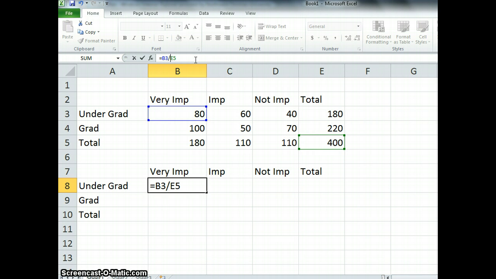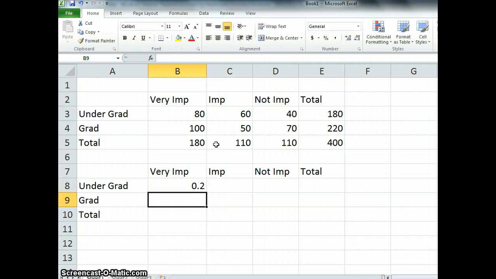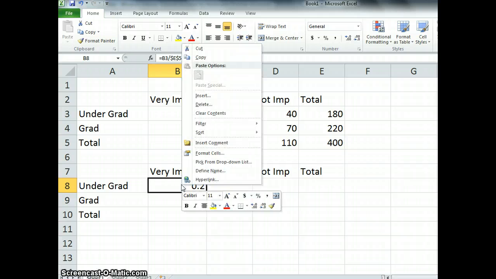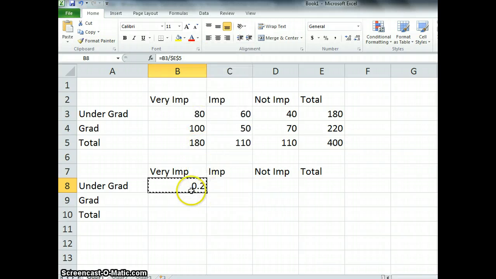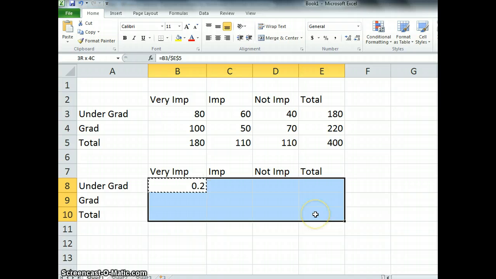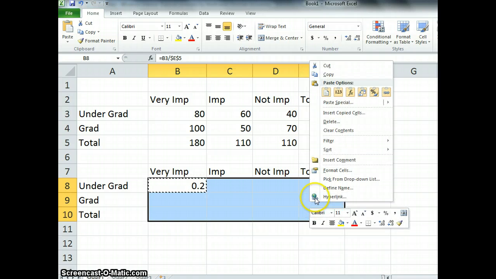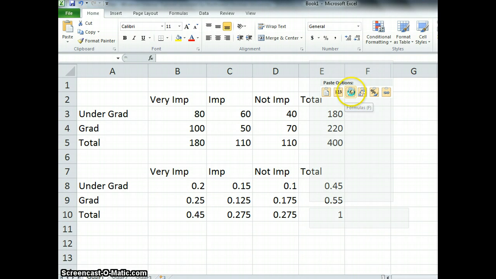And because I'm going to copy this formula over, but I always want to divide by that same cell, again, I'm putting in the dollar sign so that E5 is held constant, but the cell in the numerator can change. So now that's my formula there. So that 0.2, that says that of the people who took the survey, 20% were both undergraduates and thought it was very important. And I'm going to take this formula, copy, and I'm going to drag it the same size here, and then paste function.